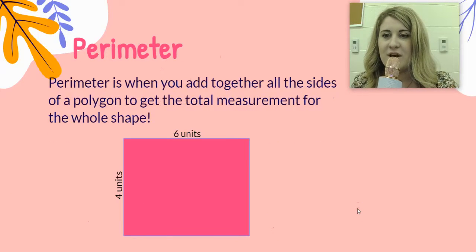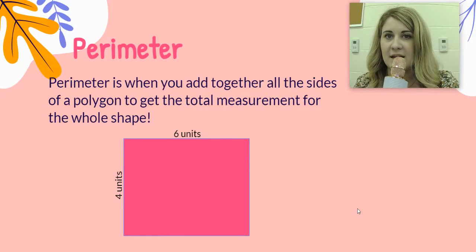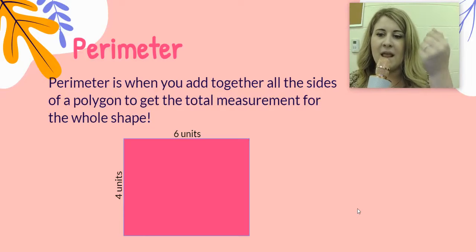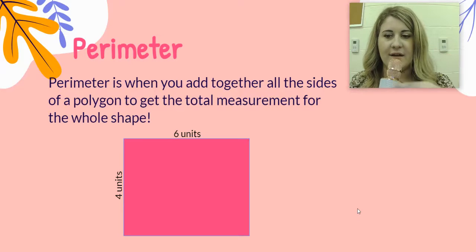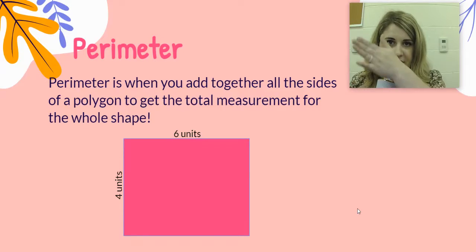All right, next we have talked about perimeter. Perimeter is when you add together all the sides of a polygon to get the total measurement of the whole shape. So for this, we have 6 units on top. We know that that top line is 6 units long. The side is 4 units long. So we're going to add up all the sides to get the perimeter. The perimeter is measuring around the shape. So measuring all the lines around the shape.